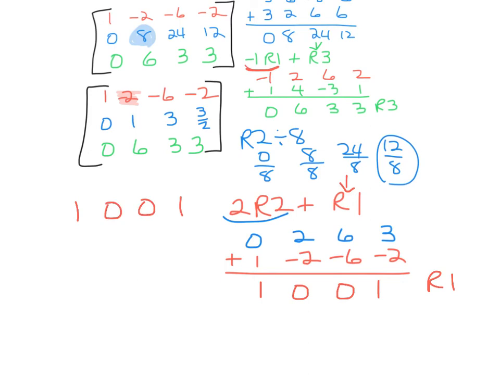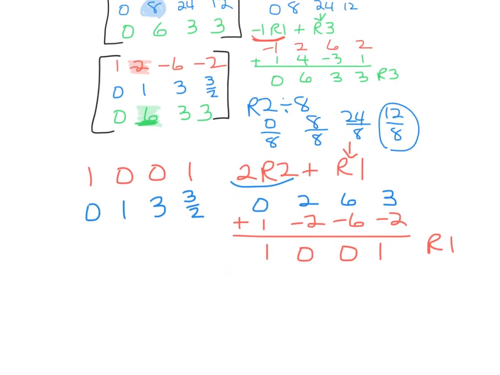My row 2 was good. I can fill that in. And now I need to fix row 3. I need to change the 6 to a 0. I'm still working with row 2 because I'm still in column 2 there. So I'm going to multiply row 2 by -6 and add it to row 3.